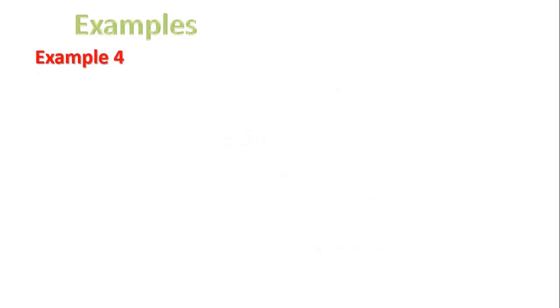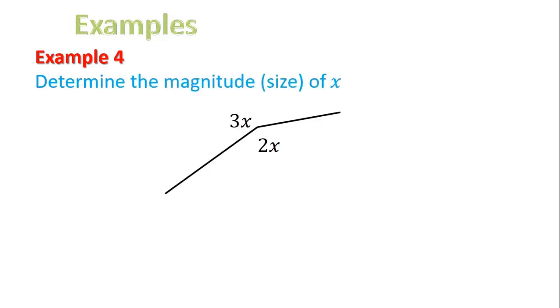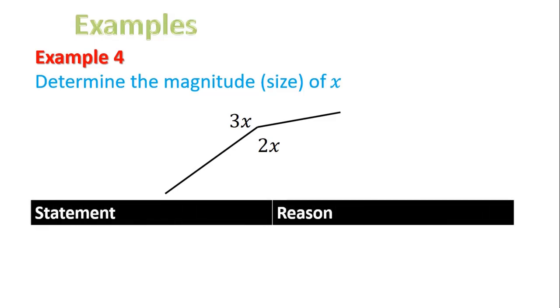Example 4. And now we introduce a little bit of algebra into our geometry. Let's have a closer look. Determine the magnitude or size of x. And now we have 3x and a 2x. One angle is 3x and one angle size is 2x, and they want us to figure out what the size of x is. So, statement and reason.